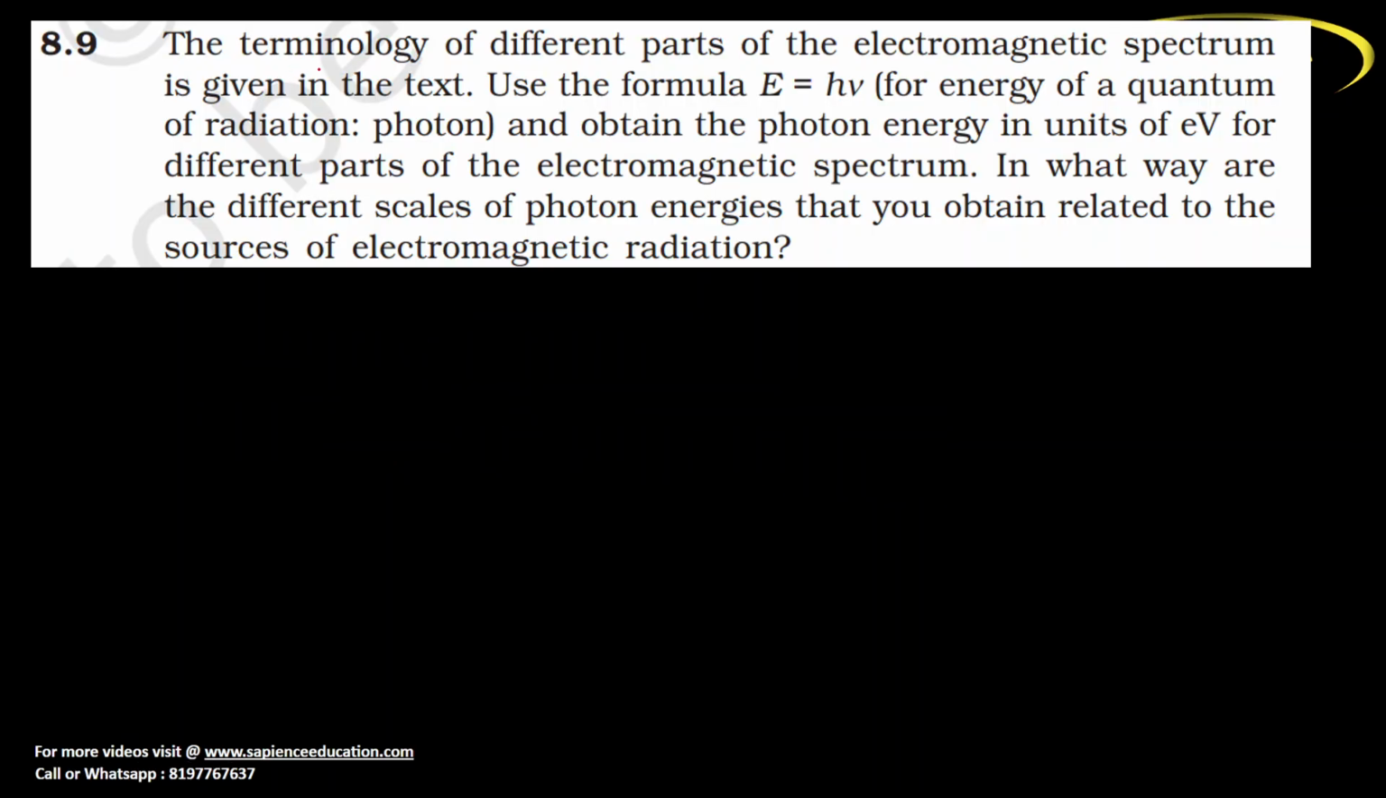Question number 8.9: the terminology of different parts of the electromagnetic spectrum is given in the text. Use the formula E equals h nu for the energy of a quantum of radiation, the photon, and obtain the photon energy in units of electron volt for different parts of the electromagnetic spectrum. And in what way are the differences in the scales of the photon energy that you obtain related to the source of electromagnetic radiations?